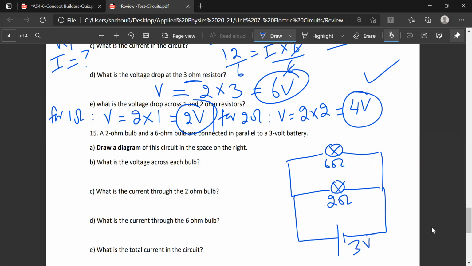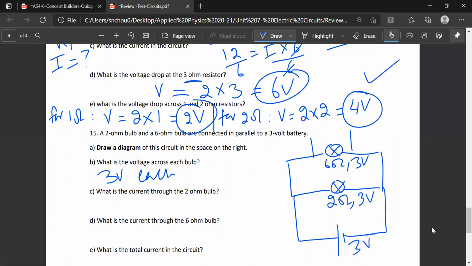What's the voltage across each bulb? That's the easy part. For parallel, the voltage is the same because current splits. So it's 3 volts each, right? There's 3 volts here and 3 volts there. Remember, voltage is always measured between 2 points across a bulb.